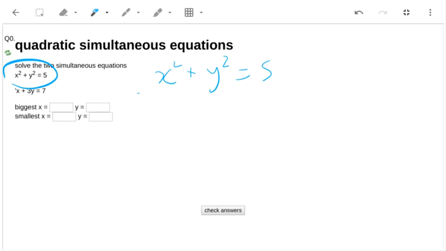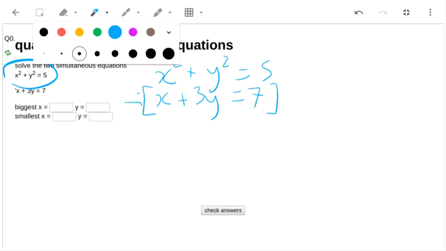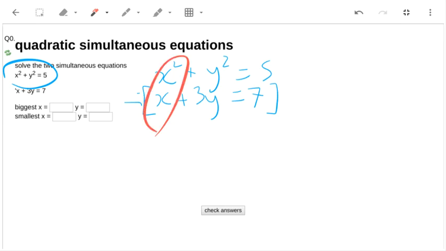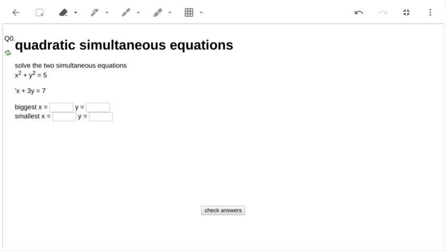Here we have two simultaneous equations, but there's a slight difference. The top equation has x squared and y squared, and if we try to solve this in the usual way, by maybe subtracting one equation from another, you'll see that the x squared and the x don't cancel. So we need to find a different way to solve these equations.